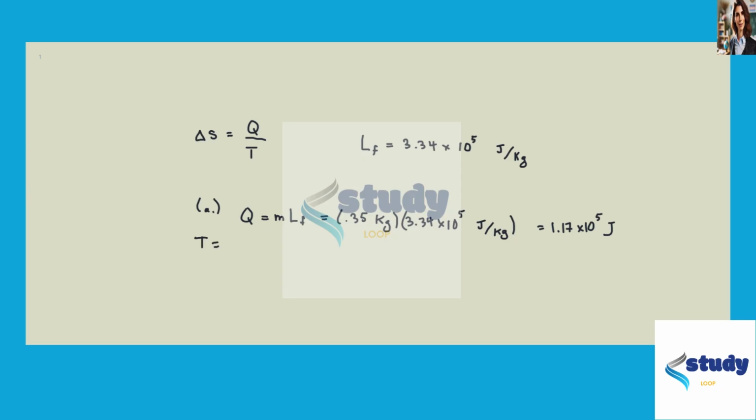Now T is also given in the problem, and it's 273 Kelvin. And keep in mind, we do have to use Kelvin anytime we use this formula. If you're given the temperature in Celsius, you must convert to Kelvin first. And so delta S is 1.17 times 10 to the fifth joules over 273 Kelvin. And the result of this is 429 joules per Kelvin. So if Q is positive, then delta S is positive, and that's what we got here.